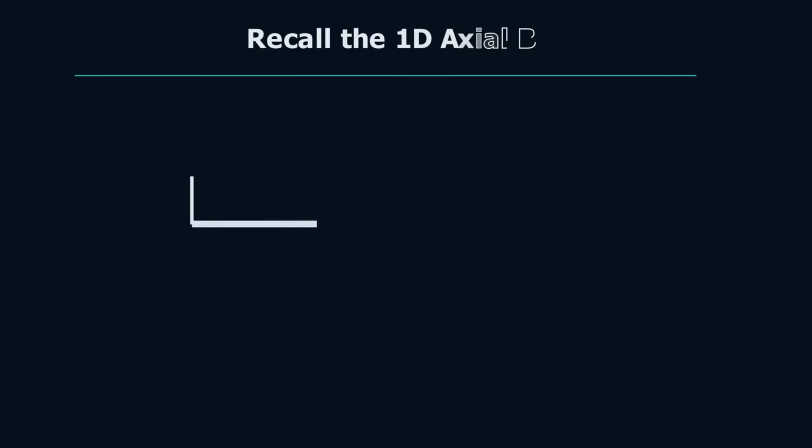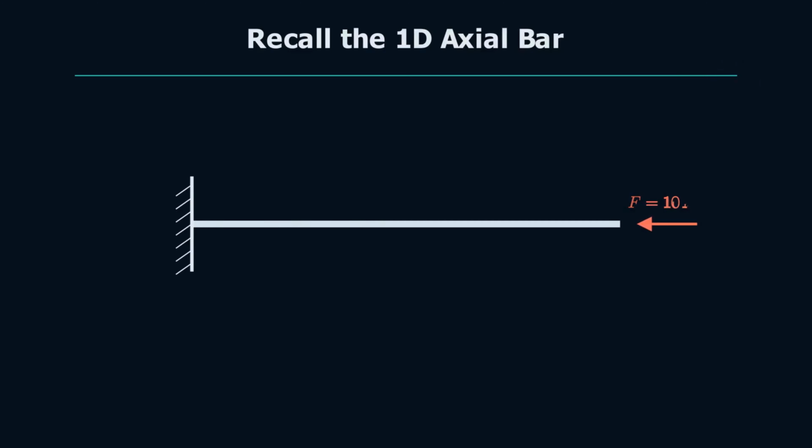Let's return to the bar from tutorial 1. The geometry, material, loading, and boundary condition are exactly the same. The analytical tip displacement is 1 mm. This time, however, we will solve exactly the same physical problem with different mesh densities.